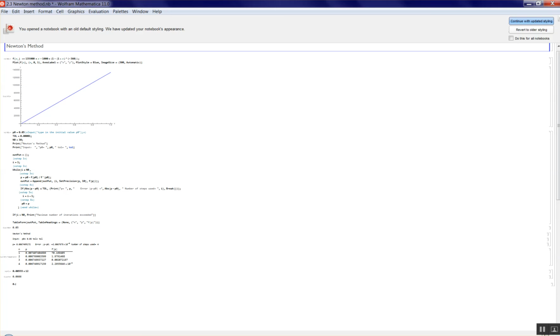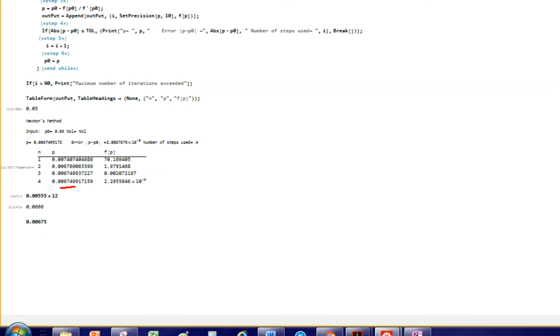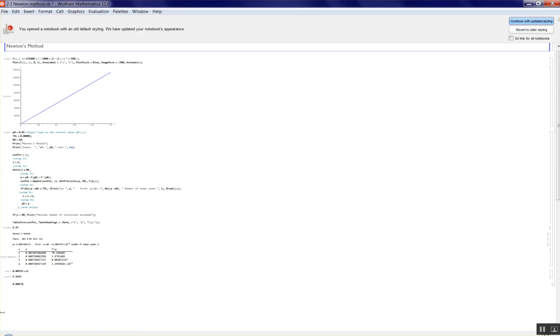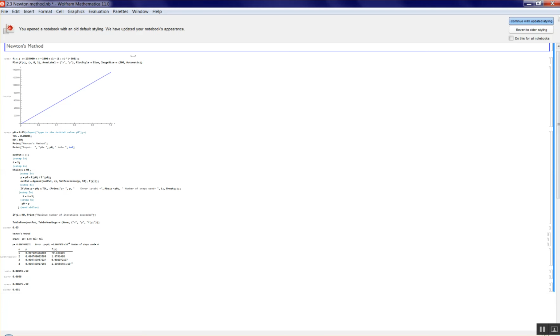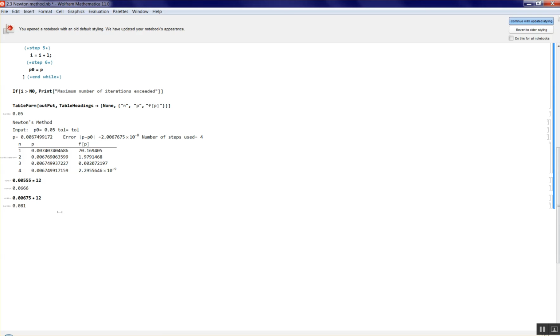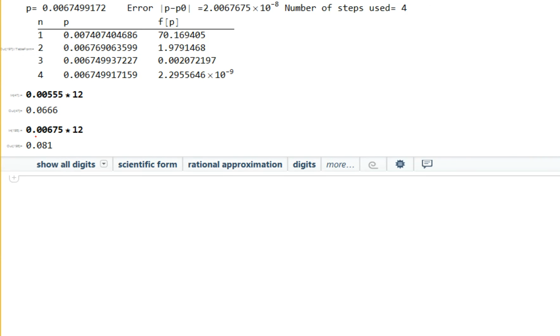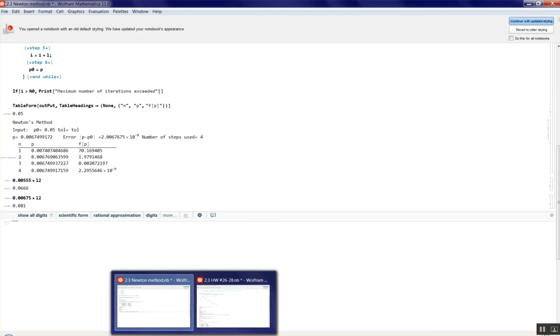So I take 0.00675, that's the approximation that I have, times 12. Let me make it bigger. After multiplying by 12, the annual interest rate we found is 8.1%. So this is how I would solve 27.